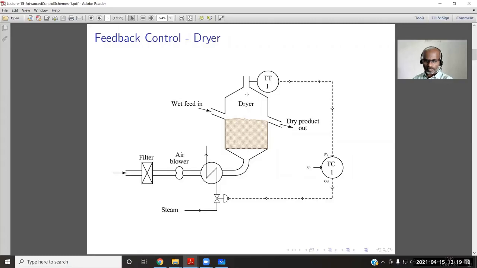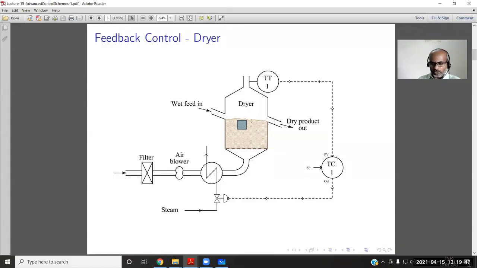So, if the exit air is coming at a temperature higher than the saturation temperature of the water vapor, say corresponding to 1 atmosphere, the saturation temperature is say 100 degrees Celsius, and the air temperature is more than 100, then it indicates that all the moisture is removed. Okay, otherwise we don't have any moisture left out.